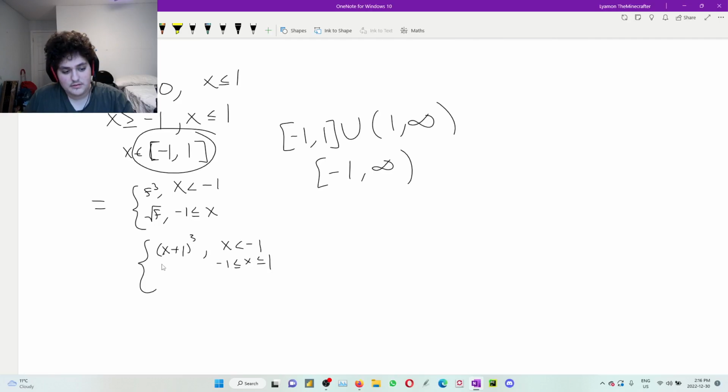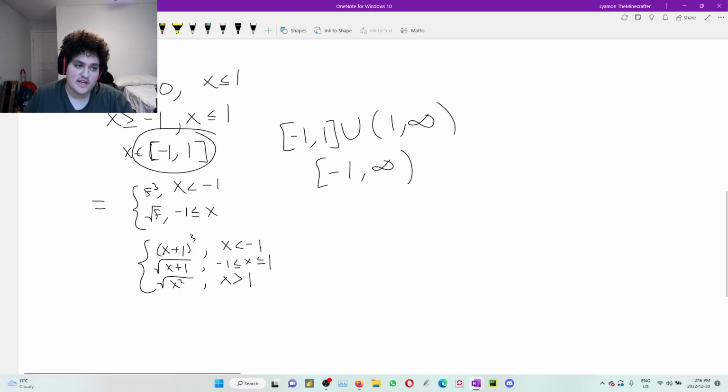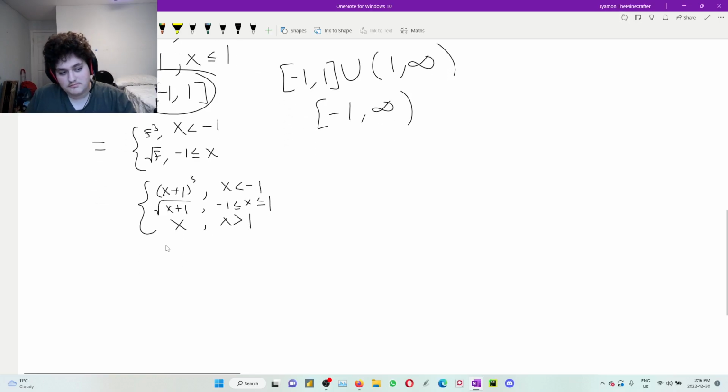It will be just square root x plus 1, and it will be square root of x squared when x is greater than 1. And this is actually the absolute value of x, but because x is greater than 1, then that's just going to be x. So that's it. We have our g of f of x.